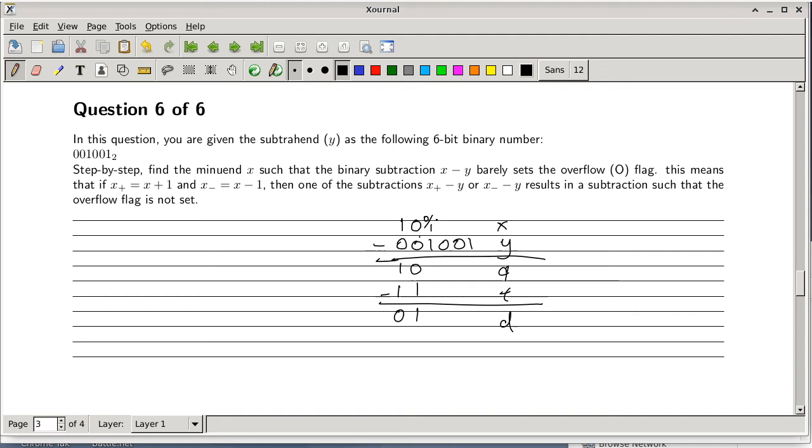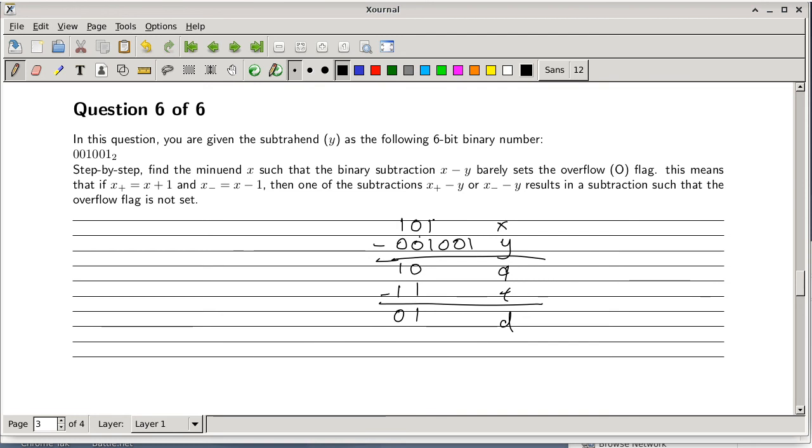So okay, barely this time is defined as, if you just add 1 to X and you perform the subtraction, it would not overflow, or the other way around. So it can go in either direction. Okay. So we'll go in one direction first and see what happens, and then we'll go in the other direction. Is that good? Okay. So this time let's just go for 1 first. Okay. So whenever we have a choice, we go for the larger one.